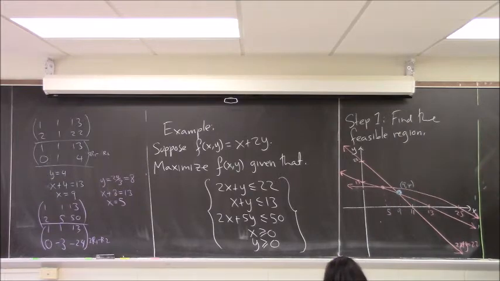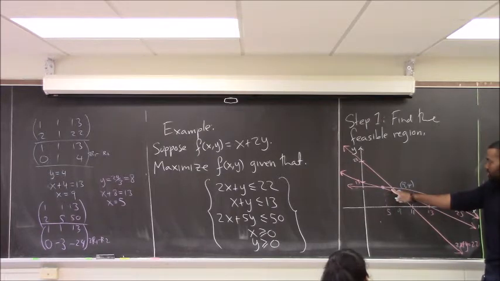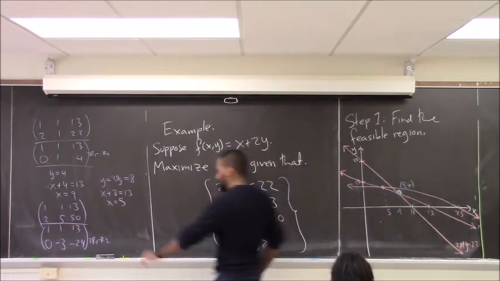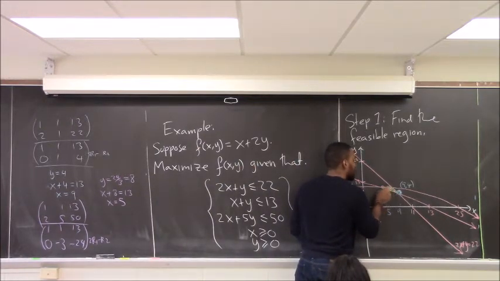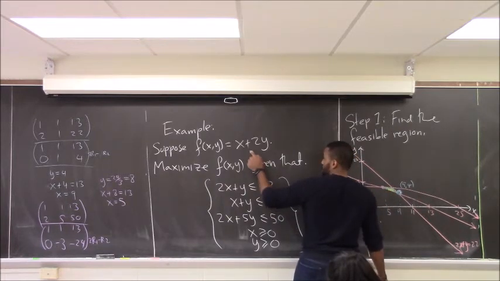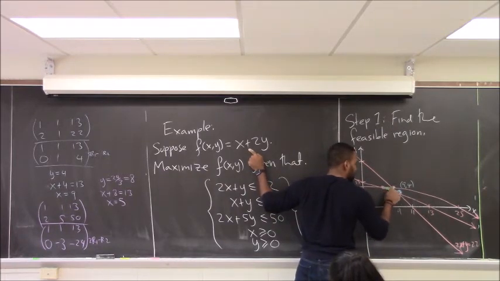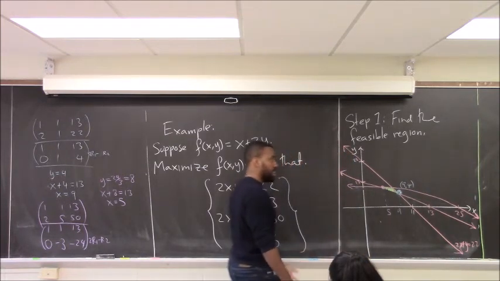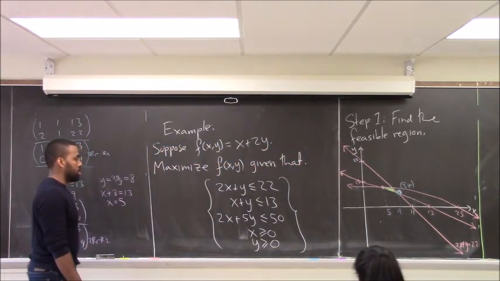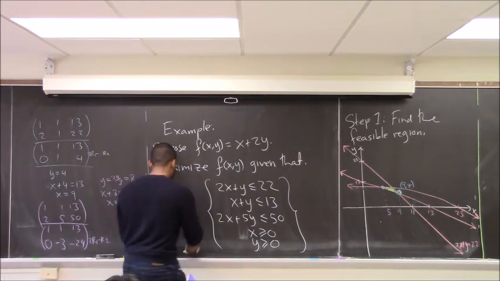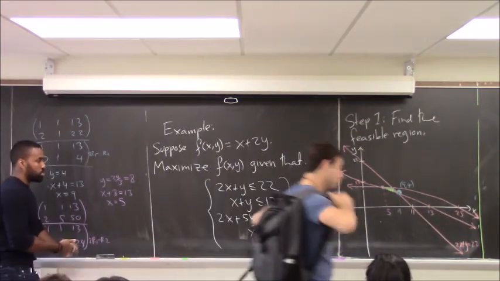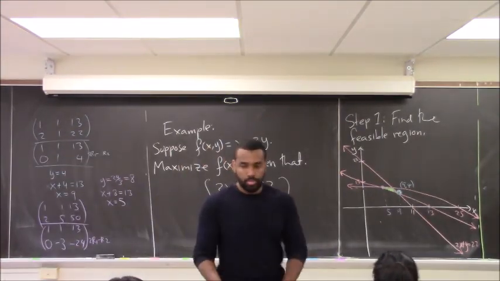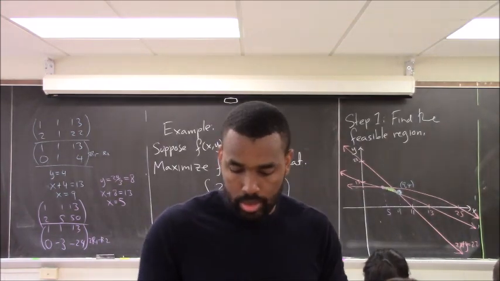So what's our feasible region here? A little triangle in the middle there. This guy right here. That's the feasible region. Whatever solution I want to maximize this function in, it has to happen in this little area right here. Step 1 is to find that area. We'll finish next time. Step 2 is going to be to find the corner point. And we'll finish this up. All right.